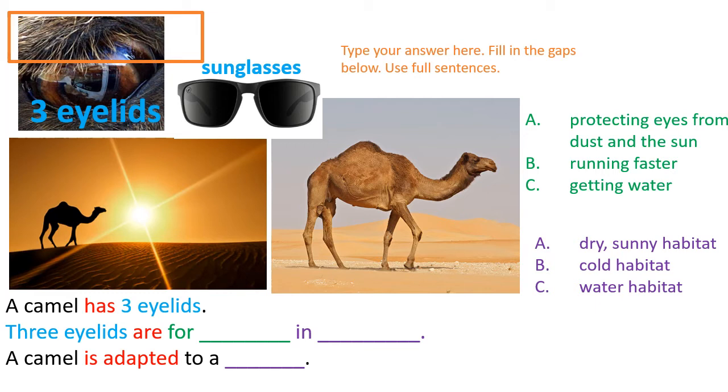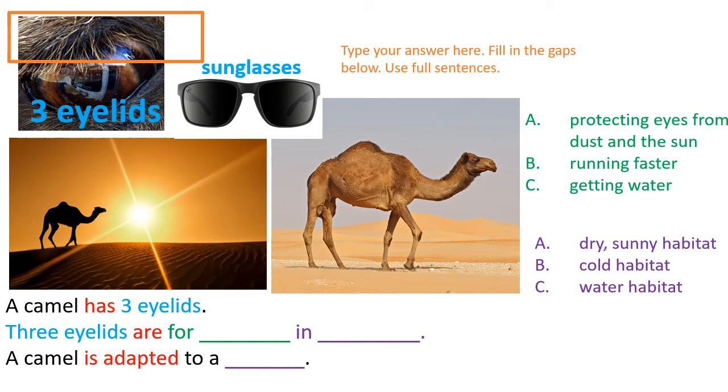So your assignment is to look at the pictures and decide how an animal adapts in its habitat. For example, a camel has 3 eyelids. 3 eyelids are for A, protecting eyes from dust and the sun, B, running faster, or C, getting water.